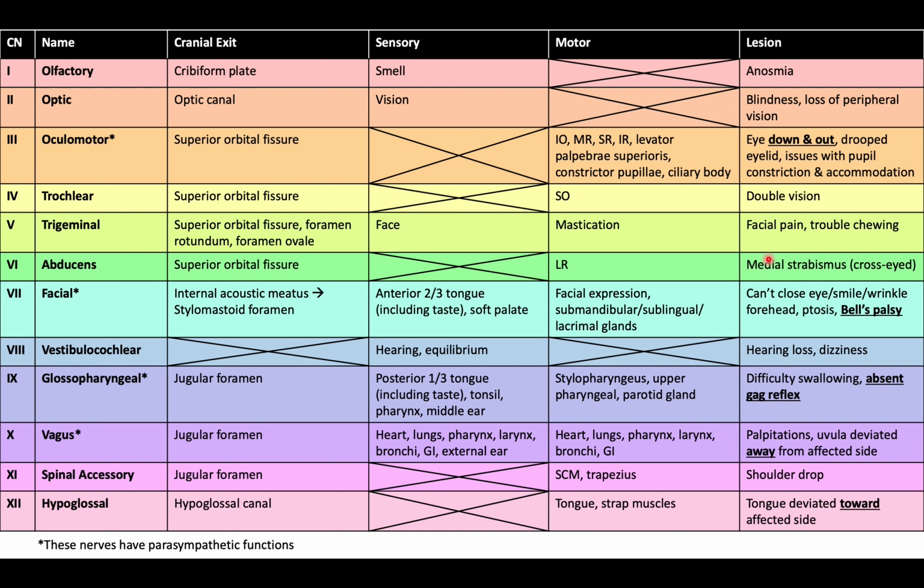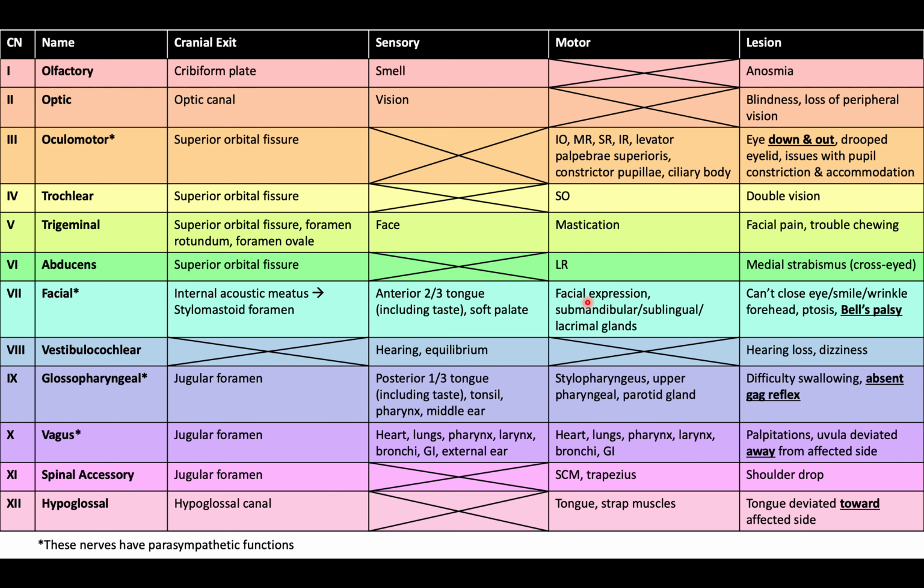Cranial nerve 6, I'm going to have a medial strabismus, so my eye is going to look in because cranial nerve 6 goes to the lateral rectus, and don't worry, we're going to talk more about these muscles, but it's moving my eye out more laterally, so if it's a lesion and I can't do that, my eye is going to look toward my nose.